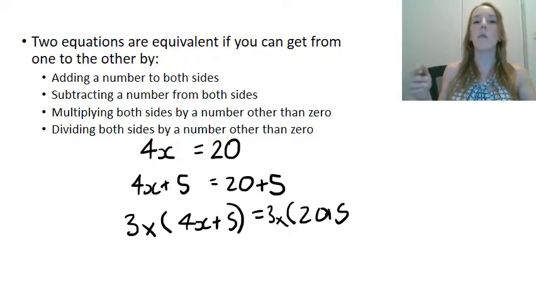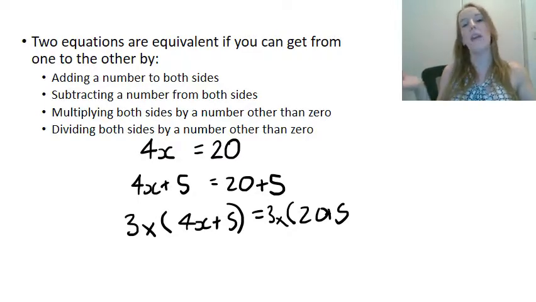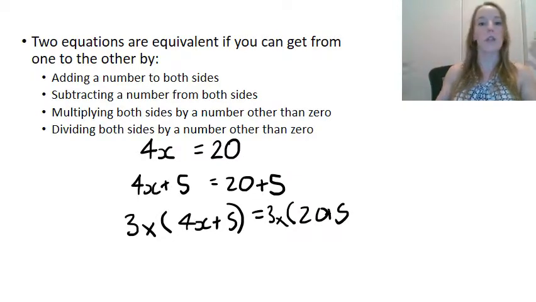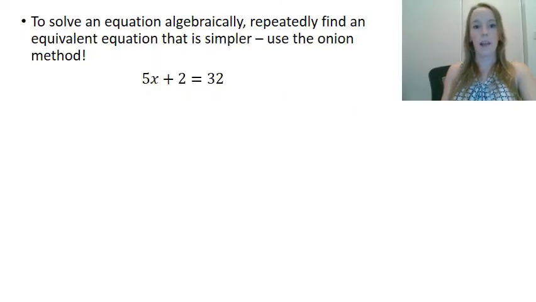So you can see that they're equivalent equations because you're doing the same thing to both sides. So they're still going to be true. The equations are still going to have the left-hand side equaling the right-hand side as long as you're doing the same thing to both sides.